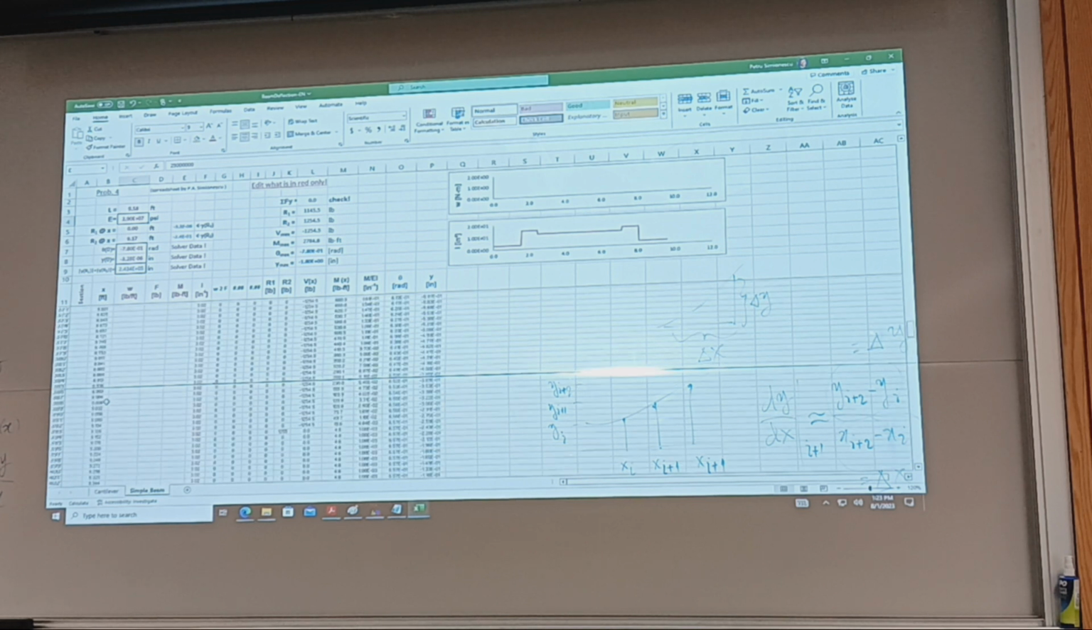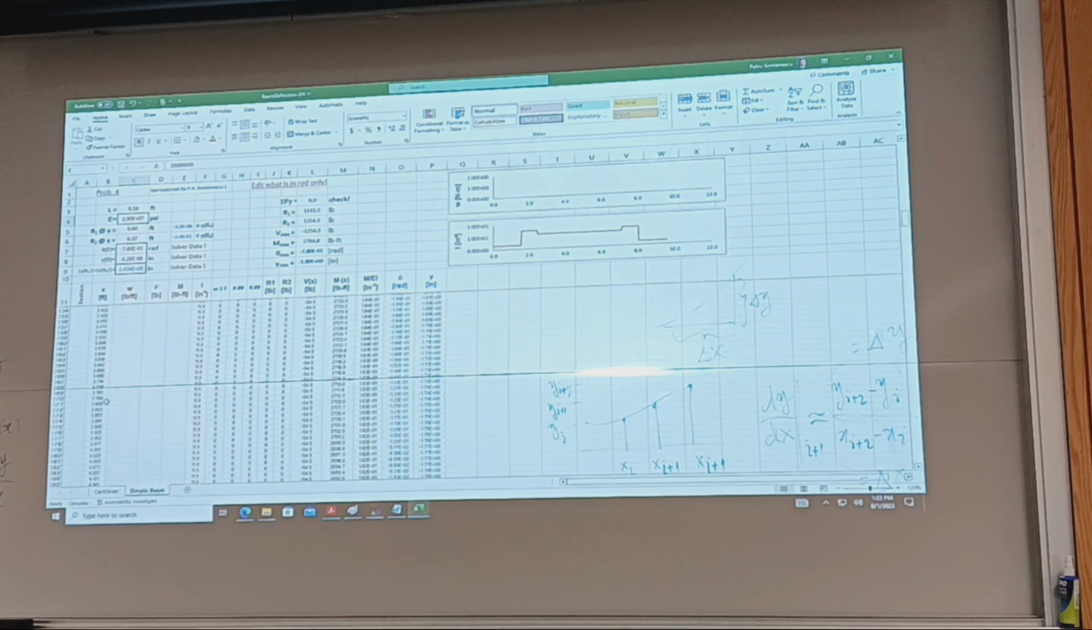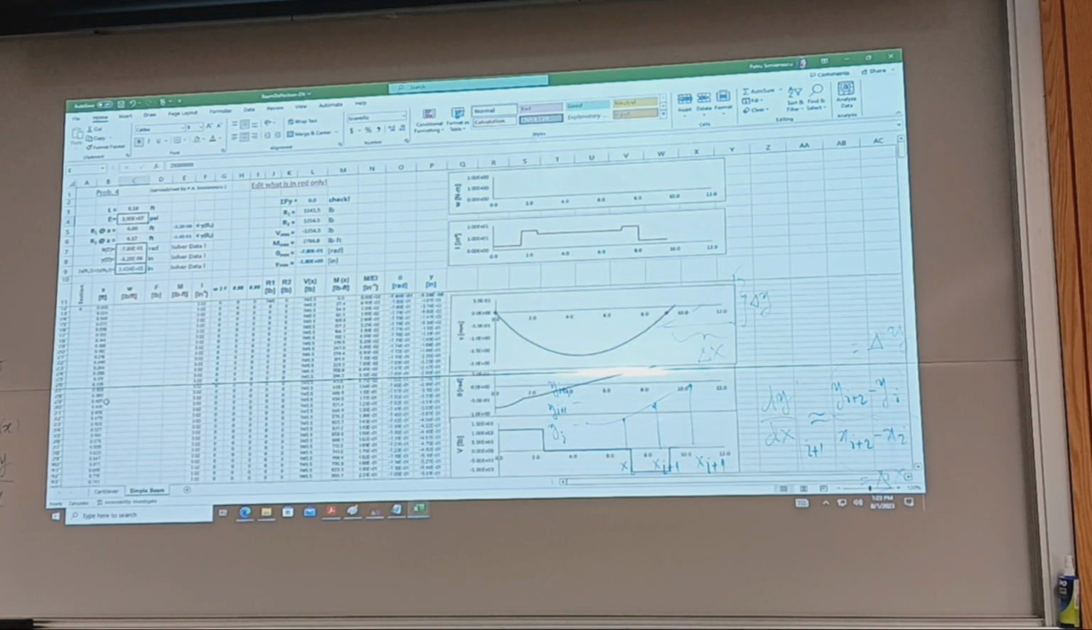All right. So it says edit what's in red only. So length of the beam. It uses the 500 points, evaluates a step, populates this column. You see length over 400.